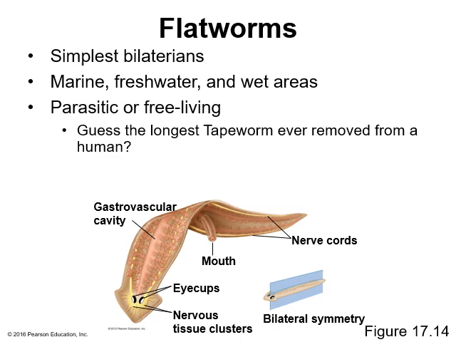So you might have heard of a tapeworm. Right, so a tapeworm is a type of flatworm. And some tapeworms can get pretty big inside of humans. So some sleuthing on Google told me that the longest tapeworm ever removed from a human was actually 37 feet long, which is crazy, right? A worm that's 37 feet long inside of you. And what that tapeworm was doing, it was essentially eating the food of the person that it was inside of.